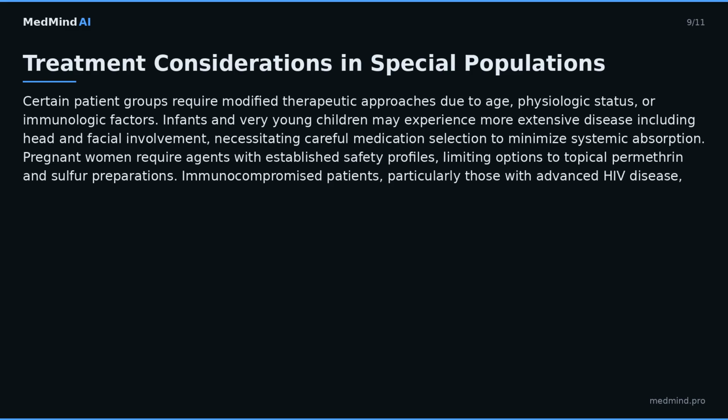Immunocompromised patients, particularly those with advanced HIV disease, may develop crusted, Norwegian, scabies characterized by massive mite burdens and atypical clinical presentations. These individuals frequently require more aggressive treatment regimens, longer courses of therapy, and closer monitoring for treatment failure. Elderly patients in care facilities require pragmatic approaches balancing efficacy with feasibility in institutional settings.